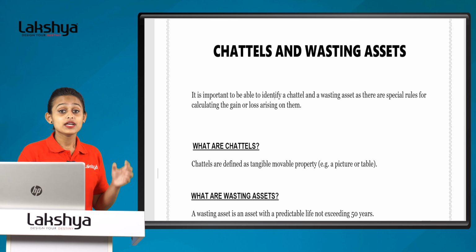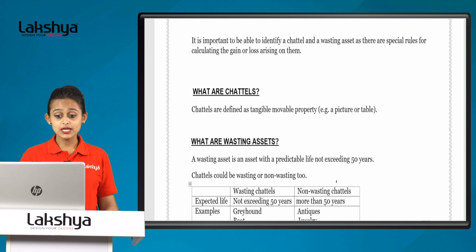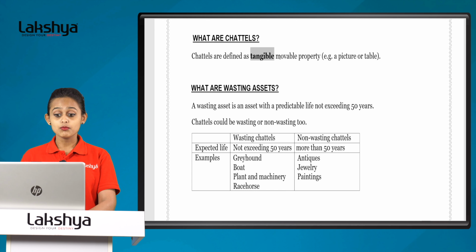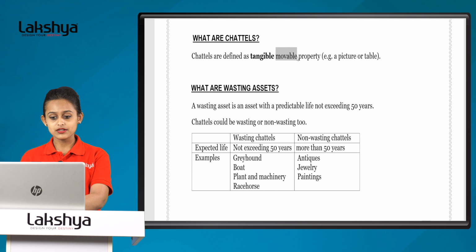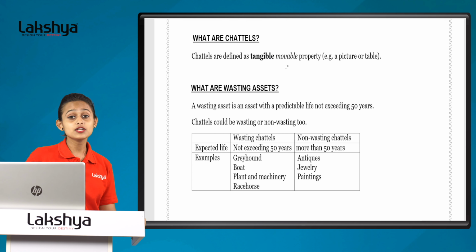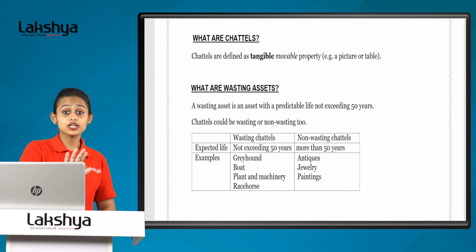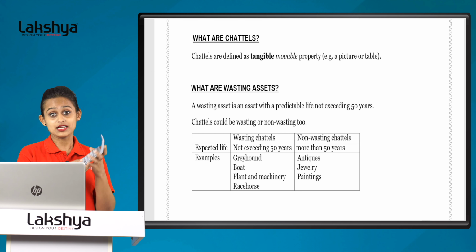As you see there, chattels are defined as tangible movable property. So there are two things to keep in mind there, tangible, okay, and movable. What is the meaning of tangible? Tangible means we can touch it, like the calculator. It's actually a thing we can touch, we can feel it. It's a tangible thing.